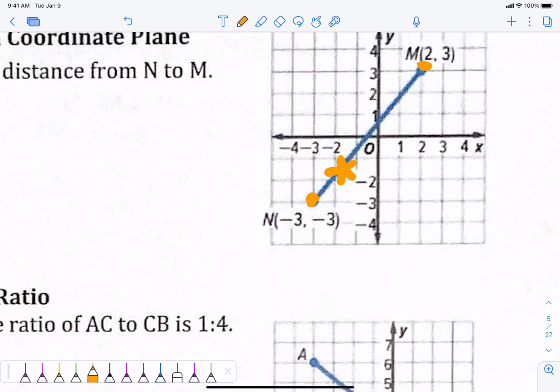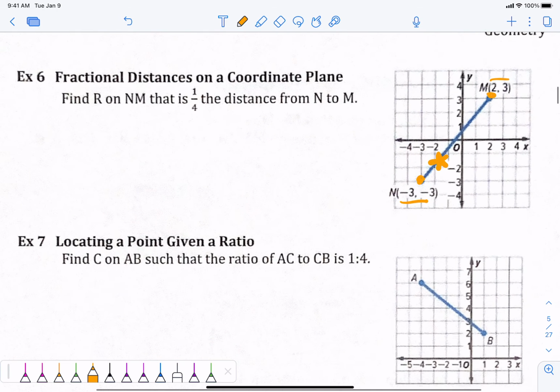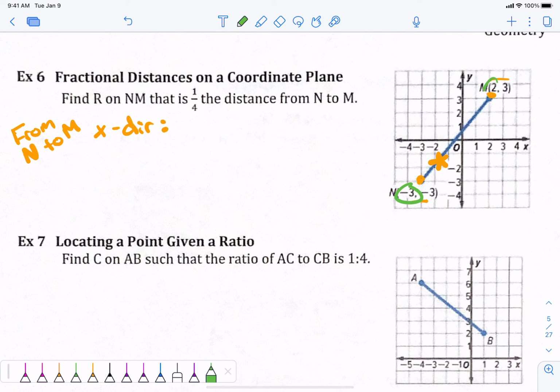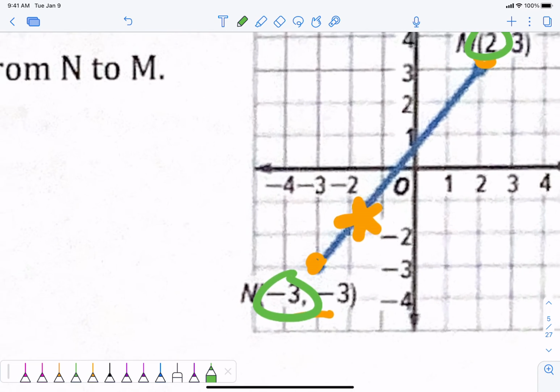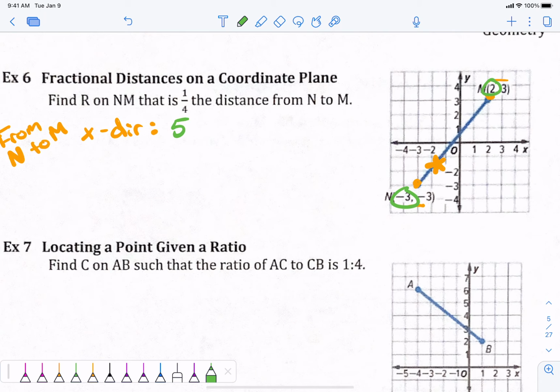All right, so what we're going to do is we're going to use the coordinate points of N and M. And I'm going to write over here, from N to M, how much have we gone in the X direction? Looking at -3 to 2, right? Those are the X directions. We've gone 5 units, right? Now how much have we gone in the Y direction? That would be from -3 to +3. You see that? We've gone 6 units, okay?